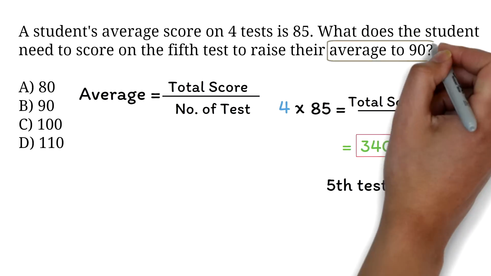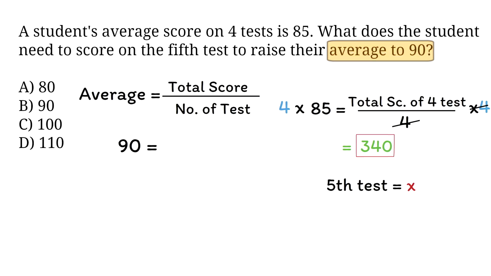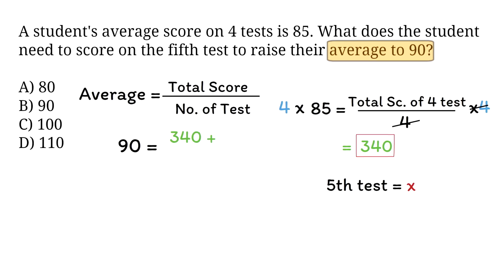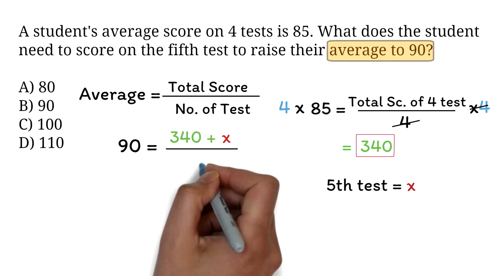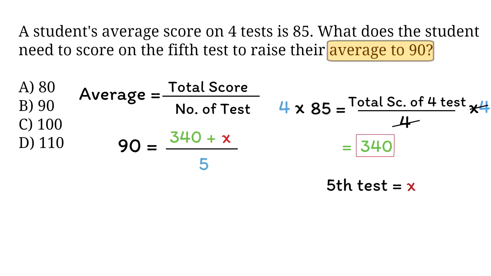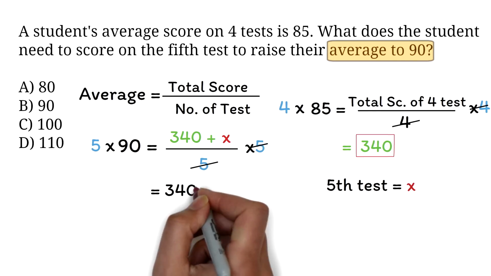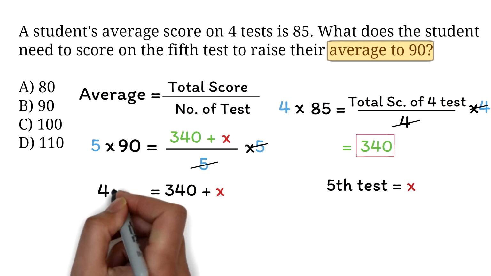So the average of the tests, which has been given as 90, will be equal to the sum of the 4 tests, which is 340, plus the 5th test, which is x, divided by the number of tests taken, which we know is 5. Now we solve for x to know the score of the 5th test. Multiply both sides by the denominator, which is 5. 5 will cancel 5, leaving 340 plus x. When we multiply 90 by 5, we will get 450.